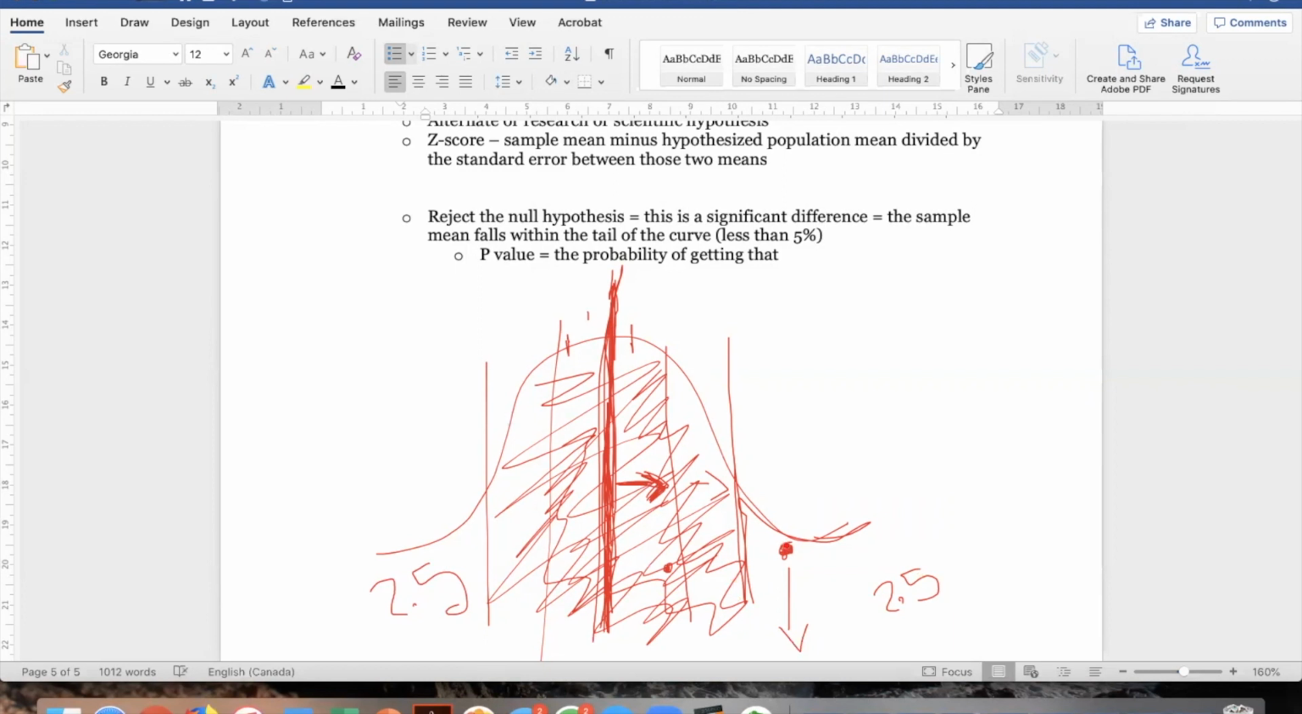This is outside of two standard errors, which means it's this much further away from the average, or from what is already happening, which means it's significant.